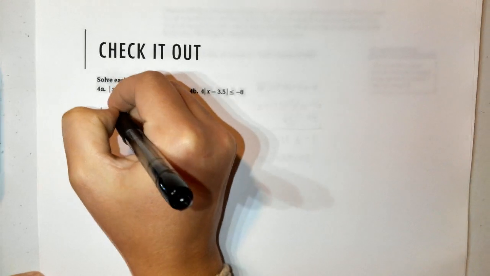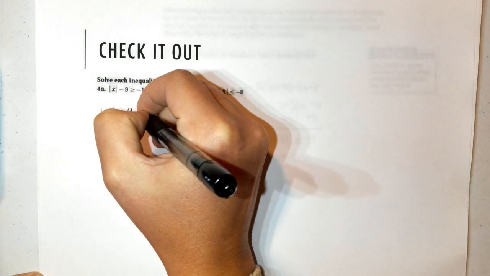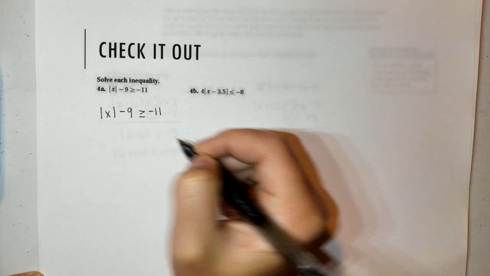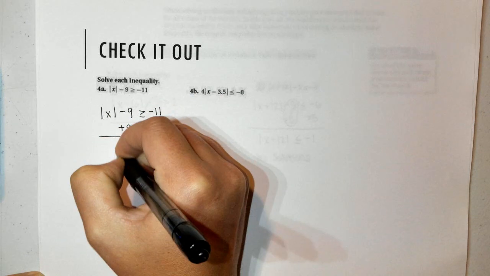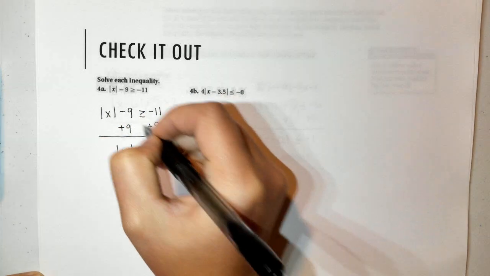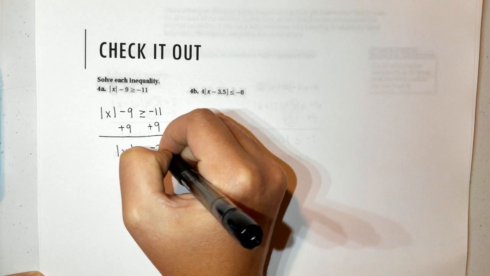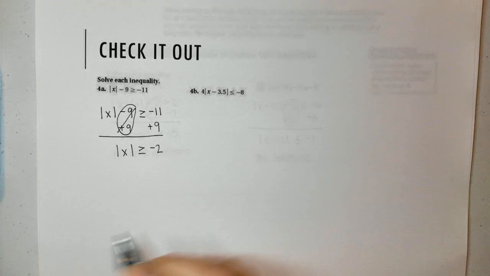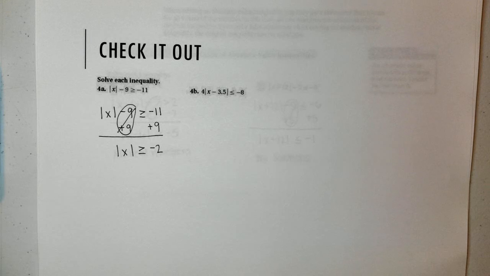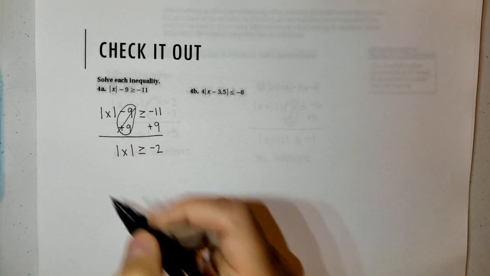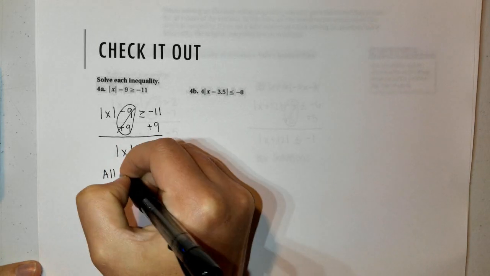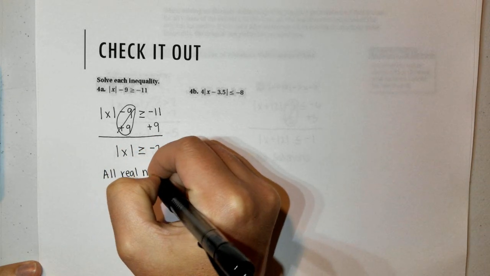So for A, we have the absolute value of x minus 9 is greater than or equal to negative 11. So I'm going to add 9 to both sides. So I get the absolute value of x is greater than or equal to negative 2. The minus 9 plus 9 canceled out to 0. So I have the absolute value of x is greater than or equal to negative 2. So here, all absolute values are always going to be greater than a negative number. So here, our answer is going to be all real numbers.